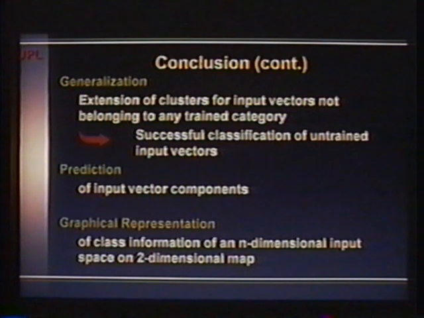The Kohonen network can be used for prediction of input vector components, although it will go to the average of a class, not to the border of a class, and it can be used for a graphical representation of class information of an n-dimensional input space on a two-dimensional map.